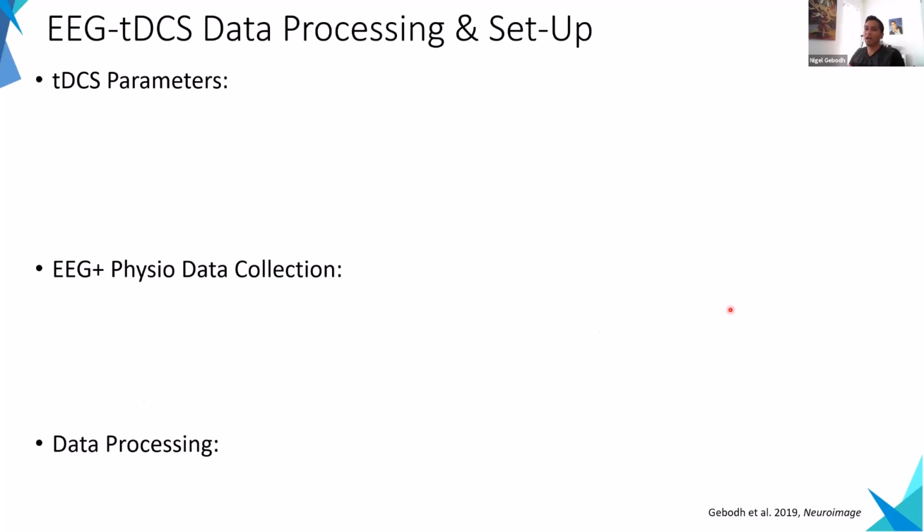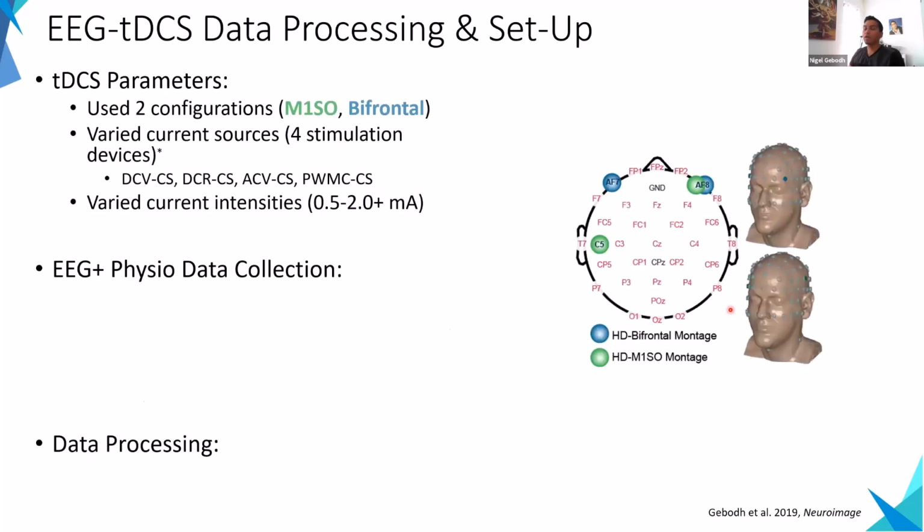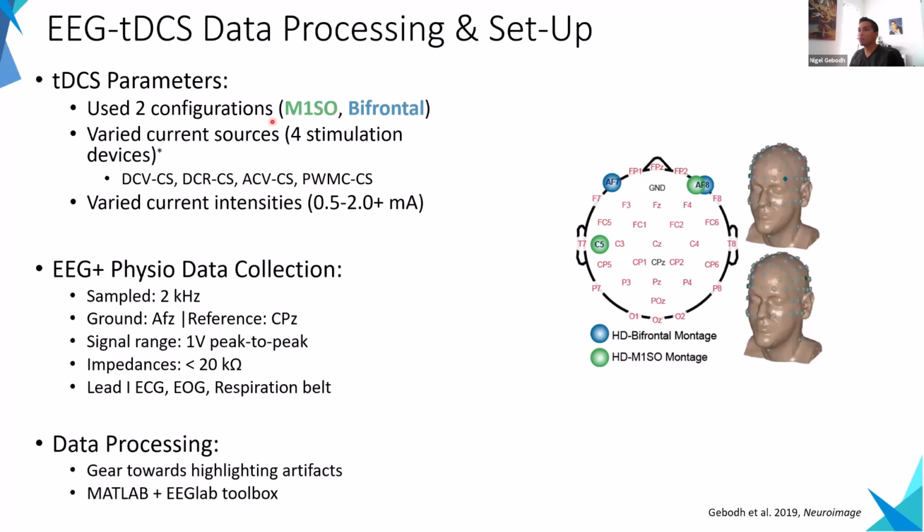So in terms of our methodology, we used 2 stimulation configurations, an M1SO and a bifrontal montage, seen here. And we used 4 different current sources listed here. And our current intensities varied from 0.5 to 2+ milliamps. And these are some of our data collection details and processing details.